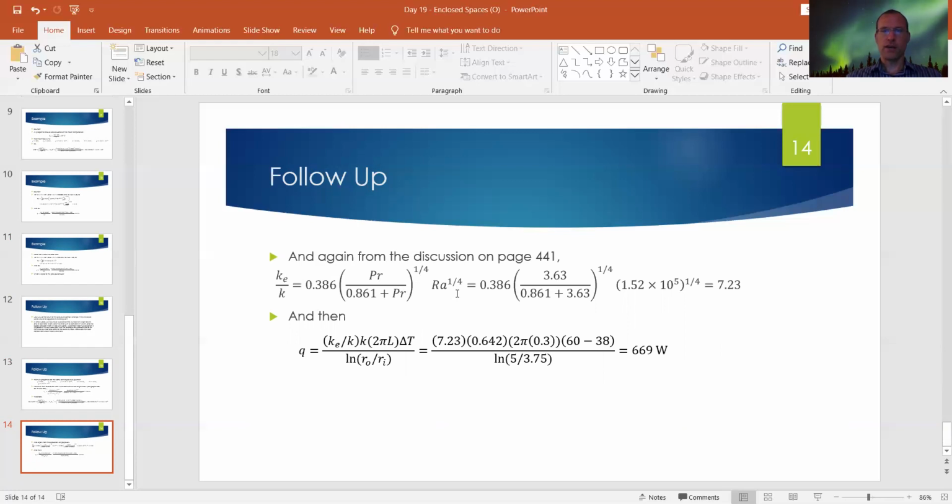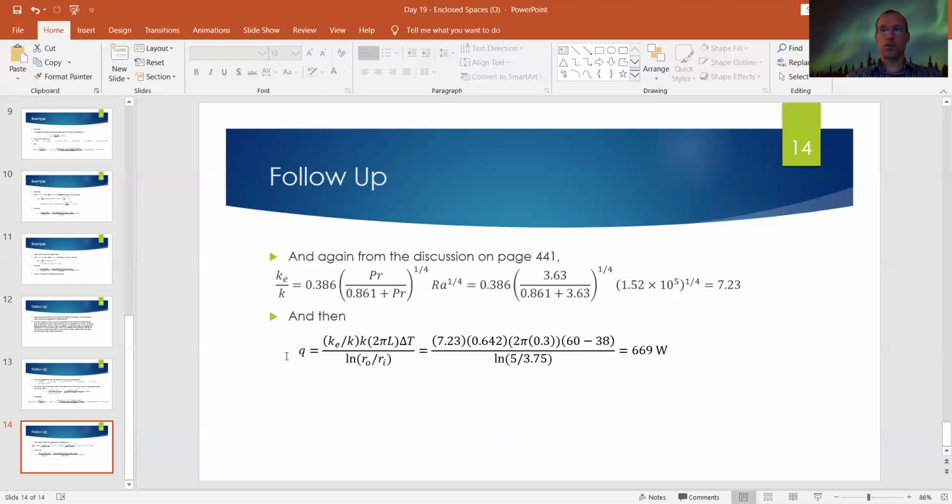So plugging in the values we have, 0.386 as my coefficient, and on the inside here, 3.63 my Prandtl number on top, 0.861 plus Prandtl number on the bottom, that whole thing to the 1/4 power. Rayleigh number we had 1.52 times 10 to the 5th, again to the 1/4 power, gives me a Nusselt number of 7.23. And then again, plug this into our Q equation.